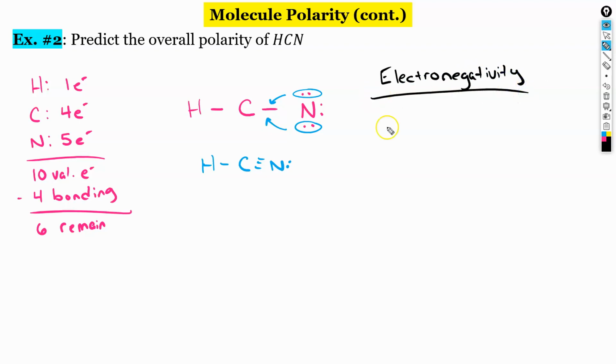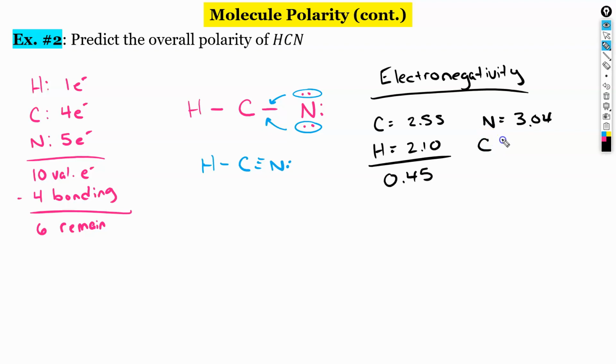All right, so first let's do carbon, which we said was 2.55, and hydrogen, which is 2.10. So the difference between these is 0.45. Okay, and then we had nitrogen, which is 3.04, and carbon, which was 2.55. We subtract and we get 0.49.